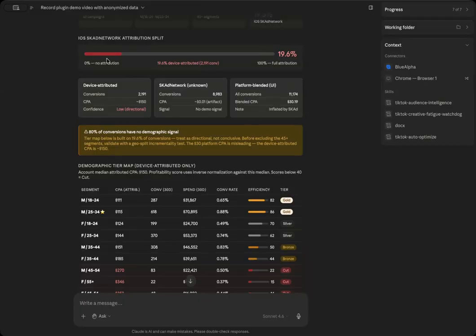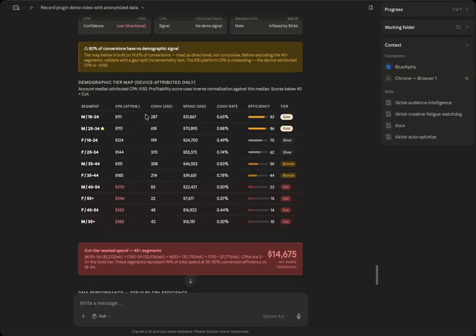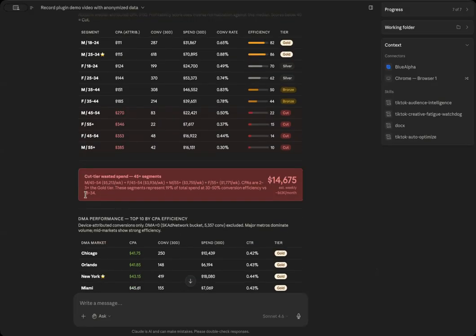But this is probably captured by the MMP as well. And then we actually look at the demographic tier map, device attributed only. What we see here is that the audience male 45 to 55, as well as male 55 plus, and basically the same for females, is performing very poorly and should be cut immediately. Especially for young males and females, there's a way better CPA. So yes, as it says, cut tier wasted spend.